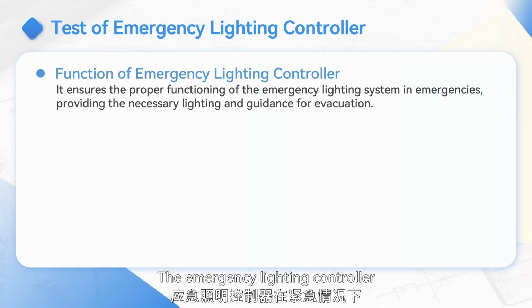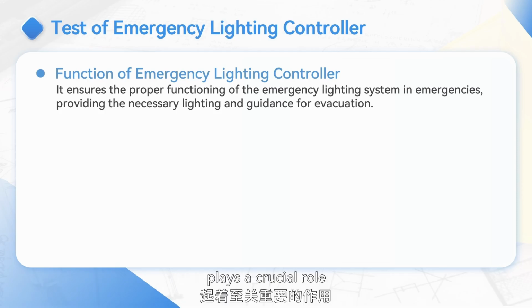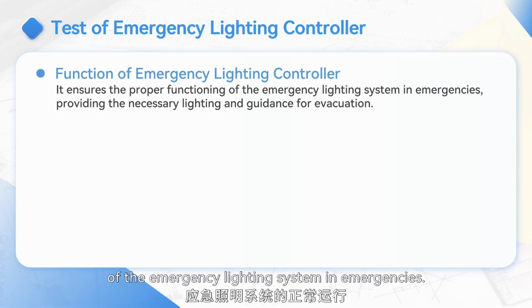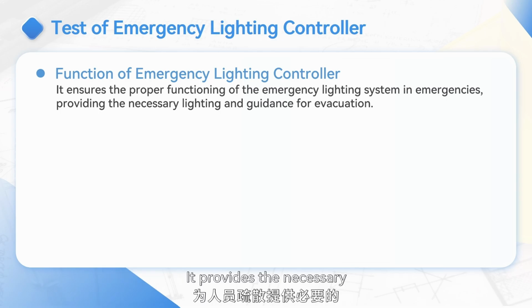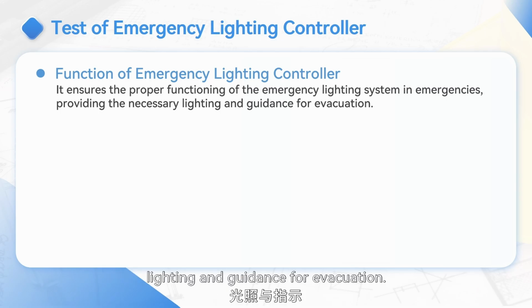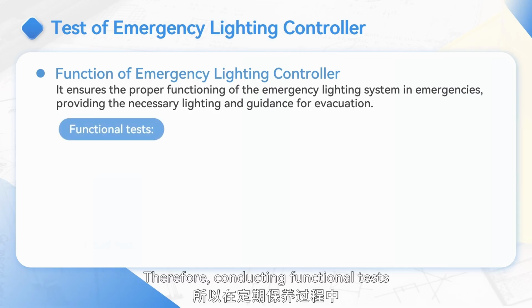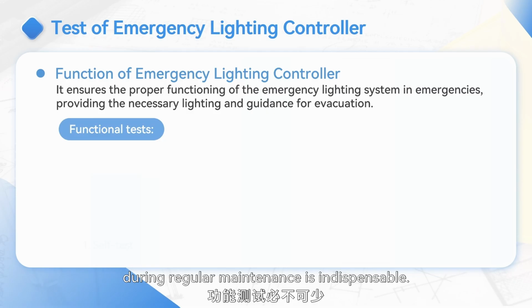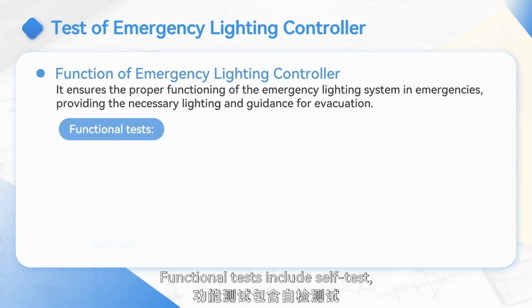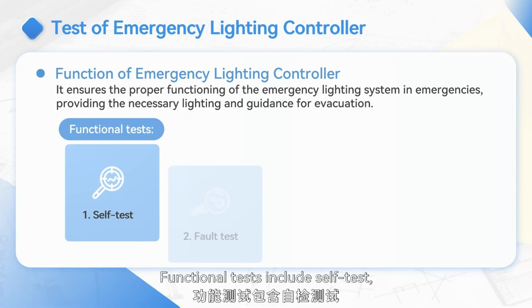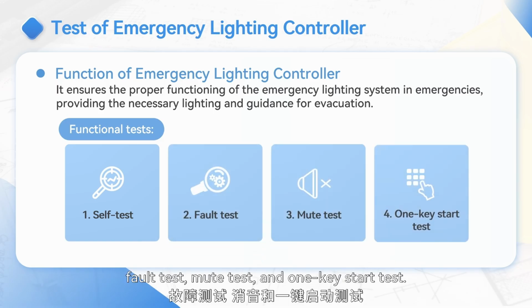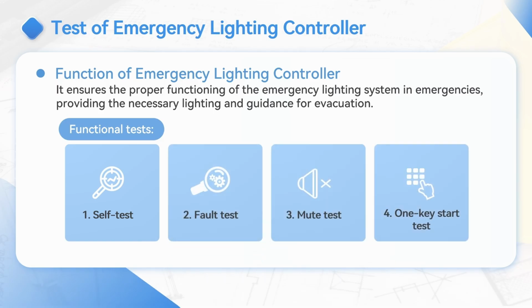The emergency lighting controller plays a crucial role in ensuring the proper functioning of the emergency lighting system in emergencies. It provides the necessary lighting and guidance for evacuation. Therefore, conducting functional tests during regular maintenance is indispensable. Functional tests include self-test, fault test, mute test, and one-key start test.